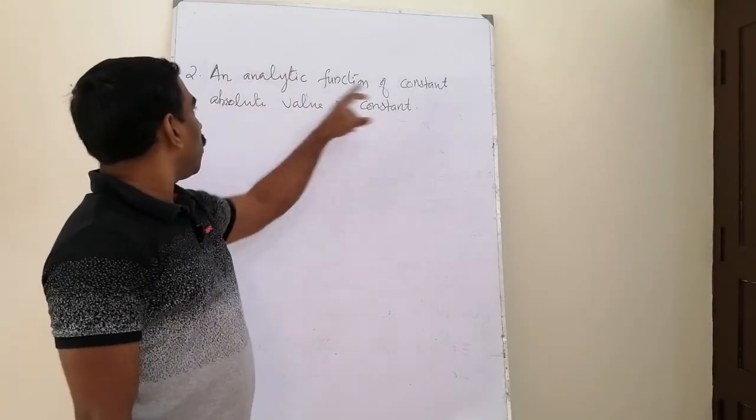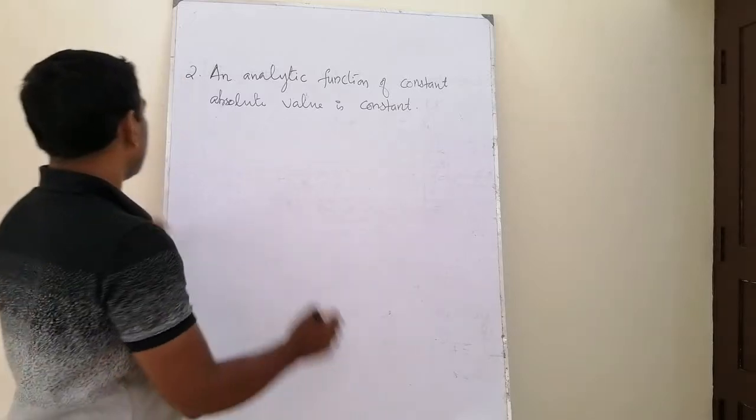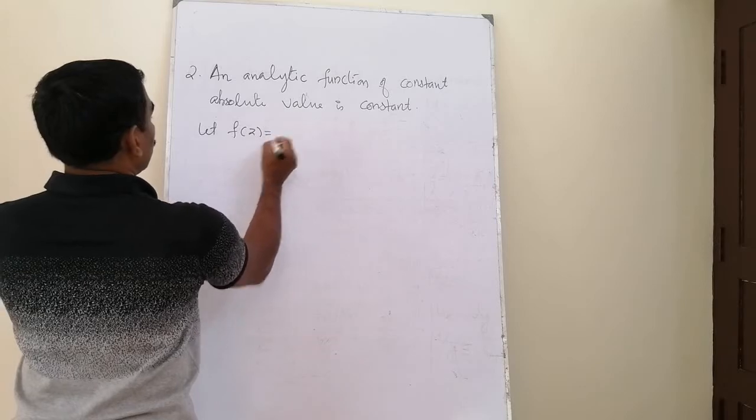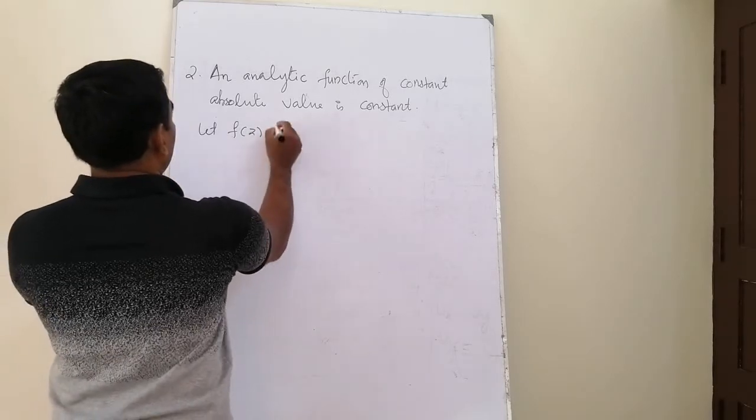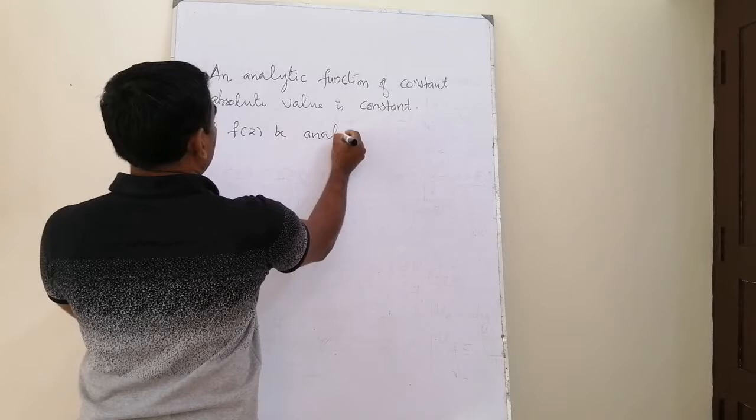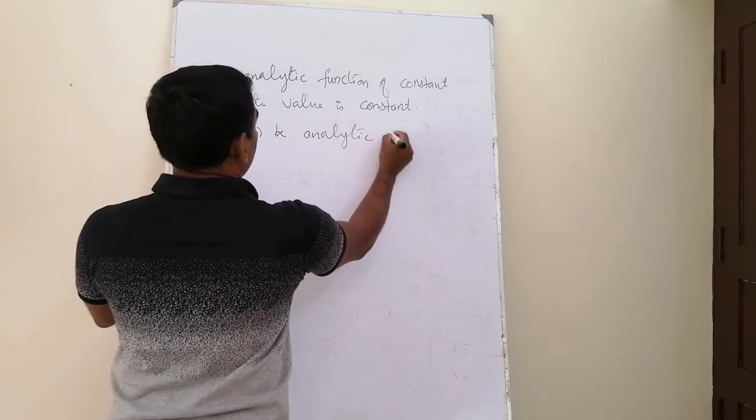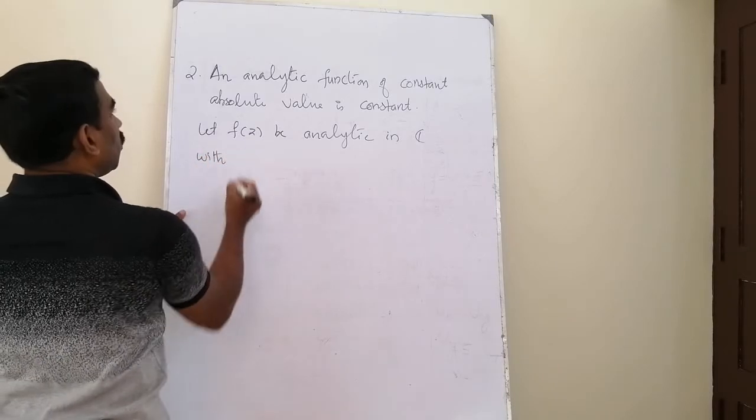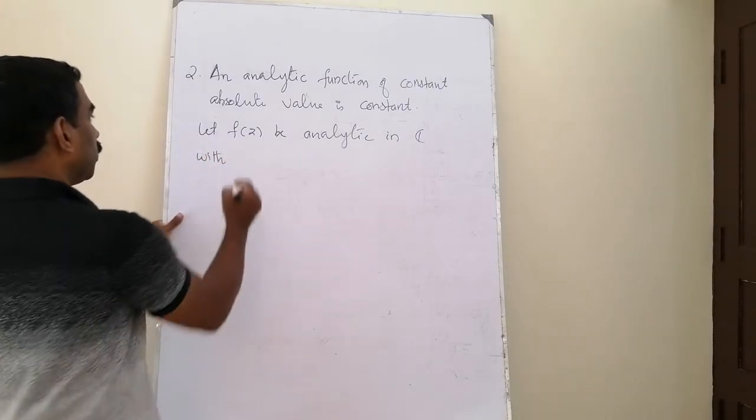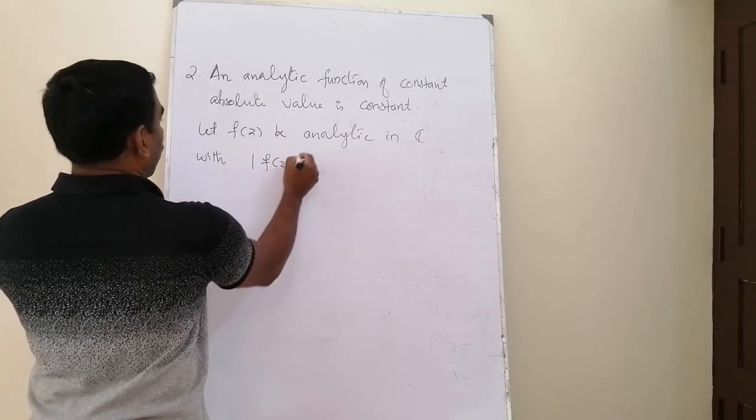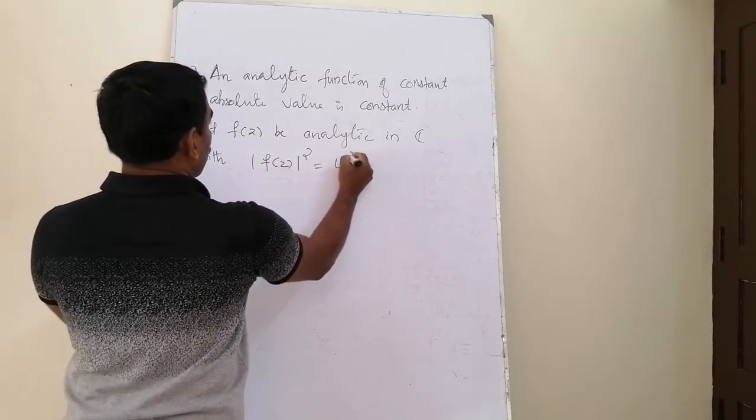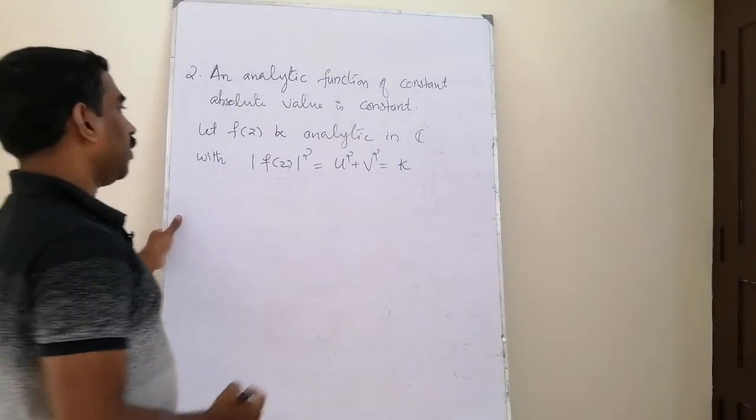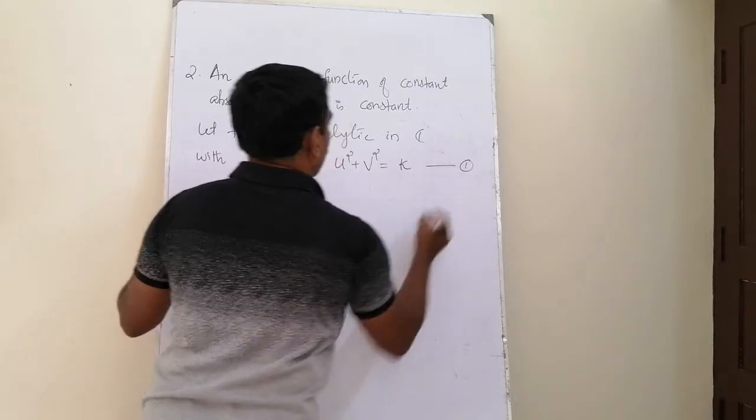Second property: analytic function of constant absolute value is constant. So as before, let f(z) be analytic in C. Let f(z) be analytic in the entire complex plane with the property that the absolute value of this f(z) is constant, that is mod f(z) is constant, or we can say that mod f(z) square is equal to u square plus v square equal to some constant, say k, and we call it equation number 1.